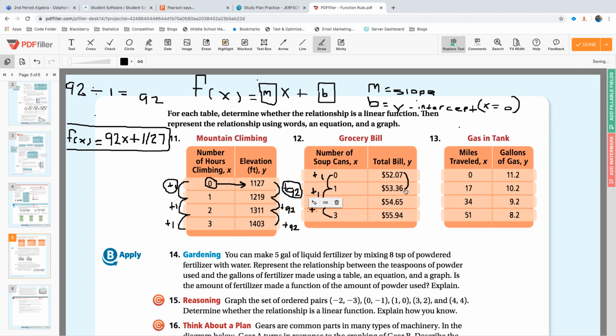From $52.07 to $53.36, it looks like it increased by about $1.20. What is that? Do that math. Yeah, 1.29. There we go. Cool. And then from $53.36 to $54.65, it looks like we increased by the same value.